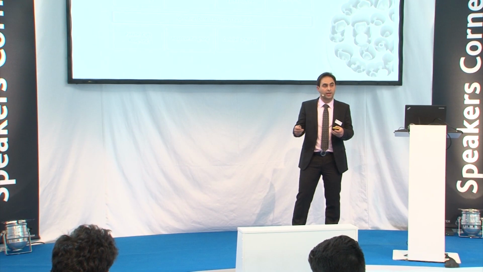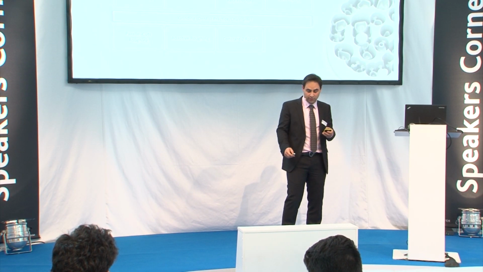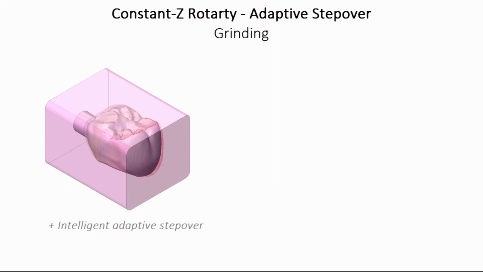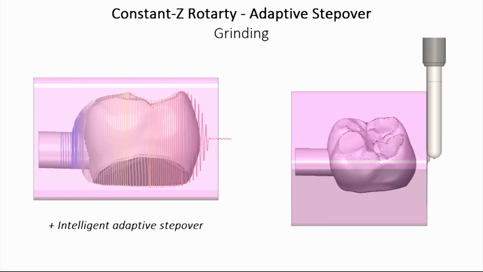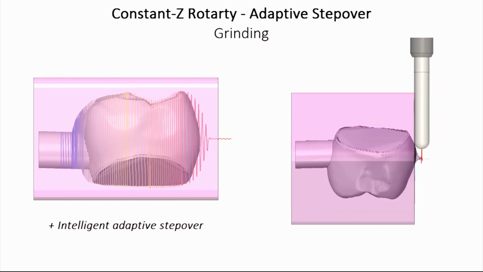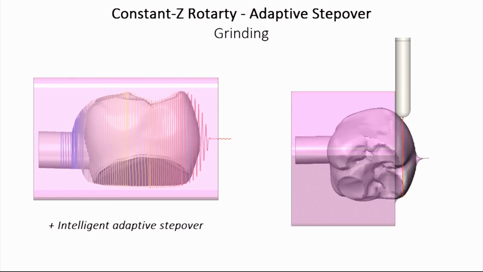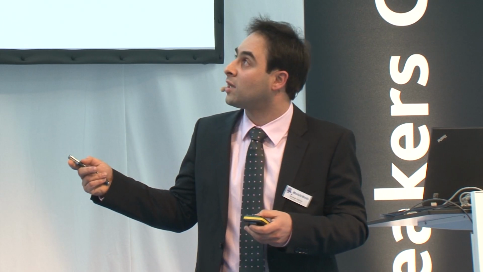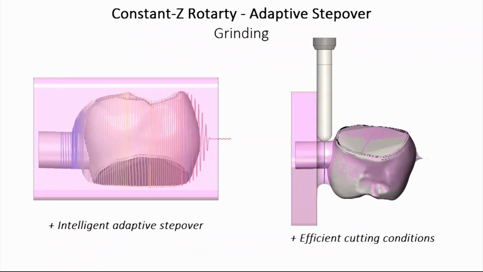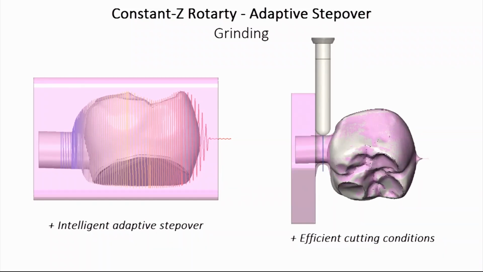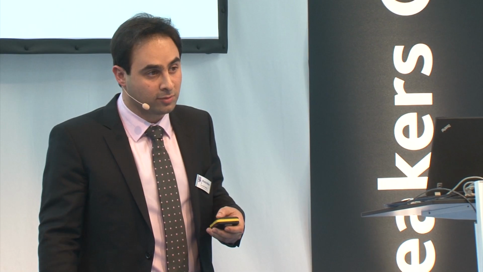Constant Z rotary. Again, for machines which have these turning capabilities, a good option to rough the grinding blank is to apply a rotary pattern on it. So here we have a constant Z rotary, but with intelligent adaptive step over, which means here we have relatively larger step overs because the tool is roughing with its shaft. Here we have moderate step overs, and at this area we have more dense step overs because the tool is basically penetrating into material with its tip. This can also reduce the machining time significantly.